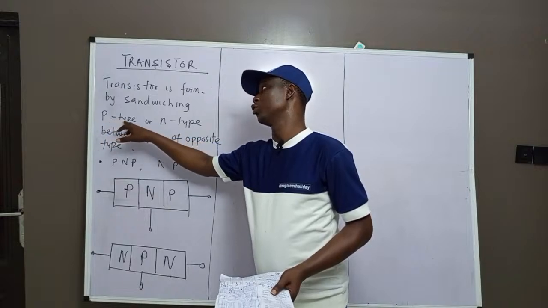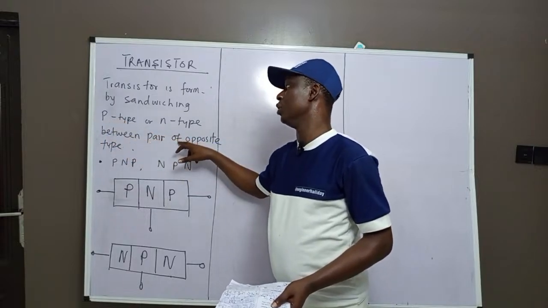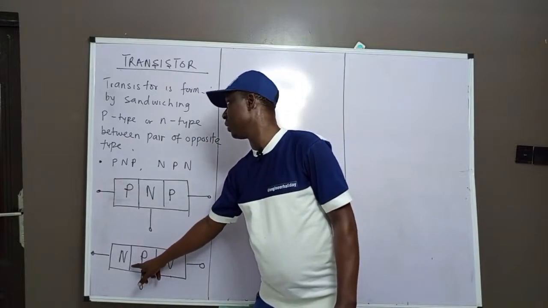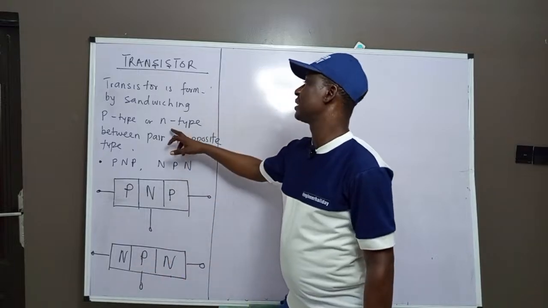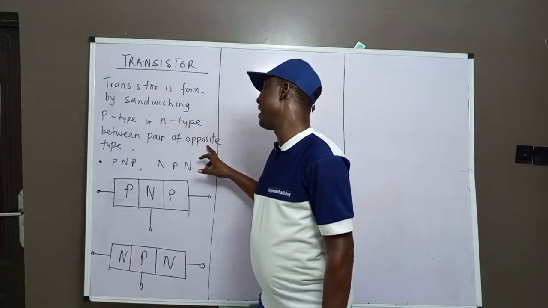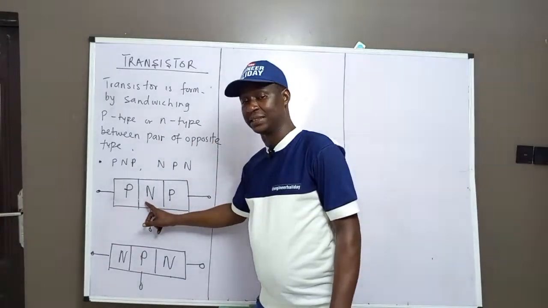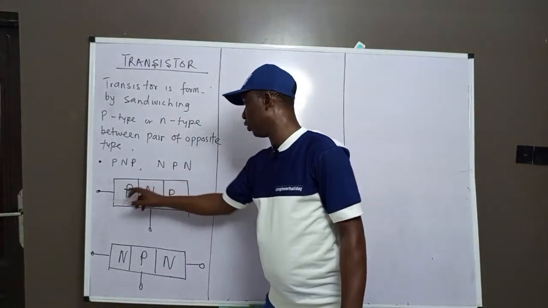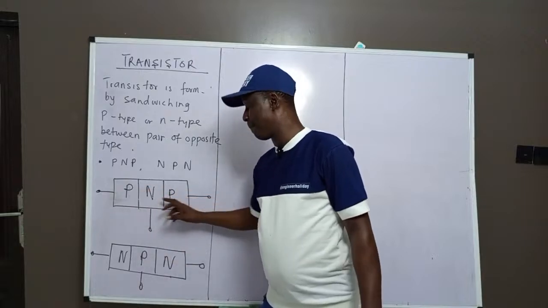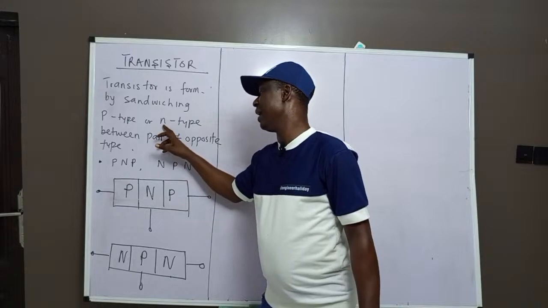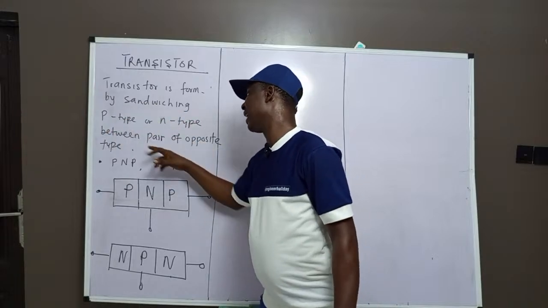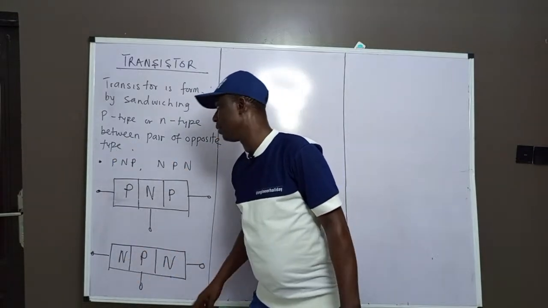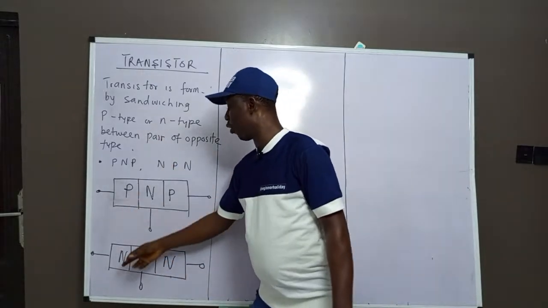So that is to say, in trying to form a transistor, you can achieve this by sandwiching a P-type semiconductor between a pair of N-type. That means you are going to achieve this one. But when you sandwich your N-type between a pair of P-type, you are going to have a PNP. And when you take a P-type and sandwich it between two N-type, we have what they call a transistor of NPN type.